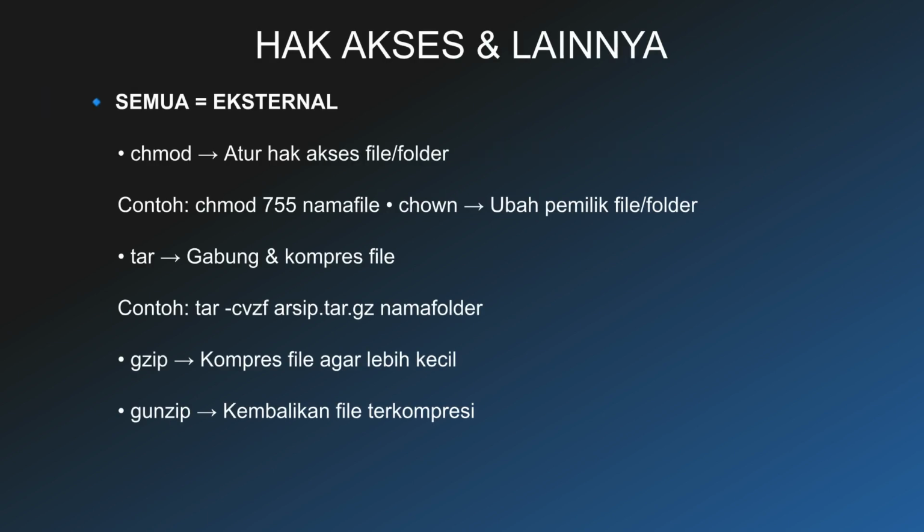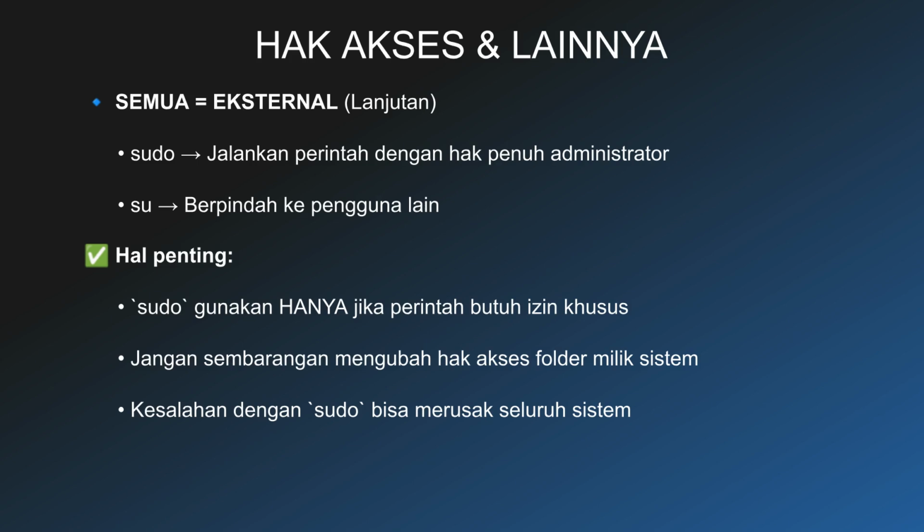Managing permissions and files is also essential. Use chmod to modify access rights and chown to change file ownership. For archiving, tar combines and compresses files, while gzip and gunzip are used to manage individual compressed files efficiently. To perform administrative tasks, use sudo to run commands with elevated privileges, or su to switch users. Only use sudo when necessary, as improper use or changing permissions on critical system folders can lead to severe system instability.